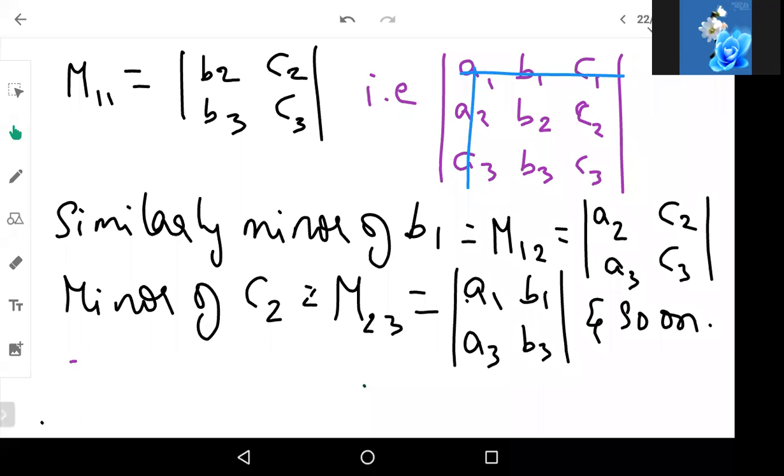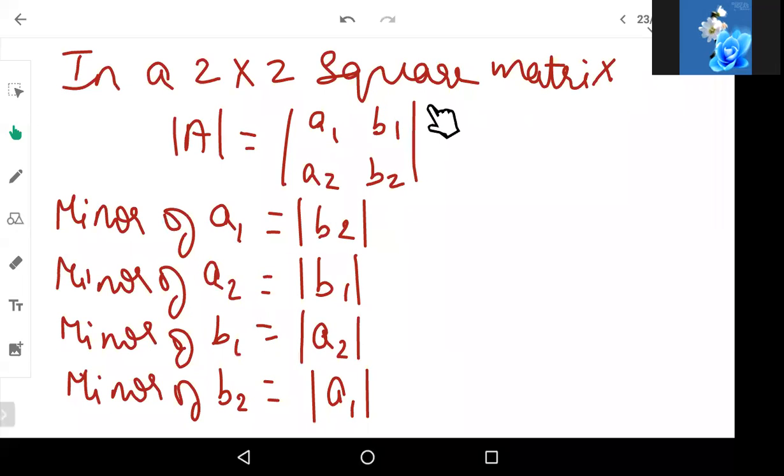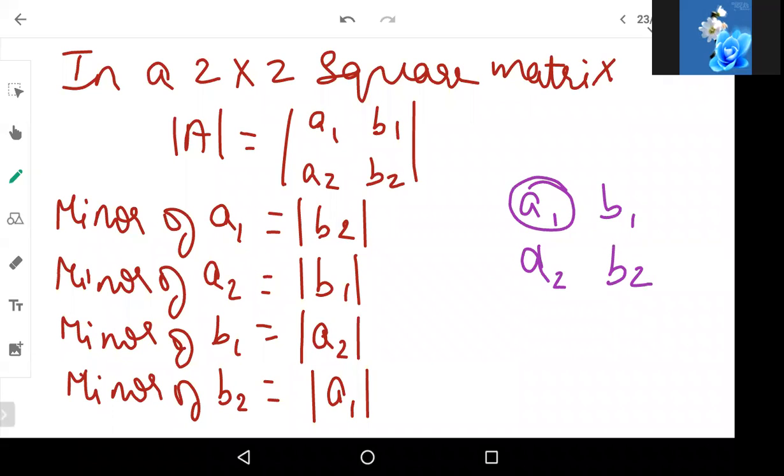Now let us also understand how to find the minor in a 2 into 2 square matrix. Now in 2 into 2 square matrix, where the determinant A is A1, B1, A2 and B2. Same concept we will be using, where if you want to find the minor of A1, we are going to delete the first column, that is A1 and A2, and we will be deleting the first row, that is A1 and B1. So if this is the determinant and we want to find the minor of A1, we will be deleting this and this. So what is remaining with us? B2. So the minor of A1 will be B2. That B2 has to be written within the determinant sign. So the minor of A1 is B2.